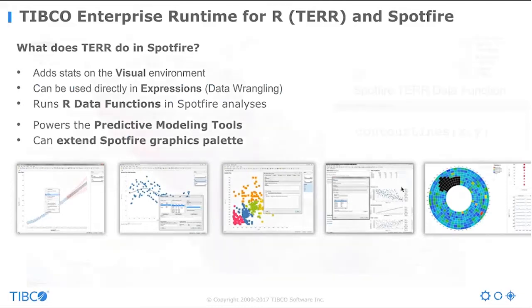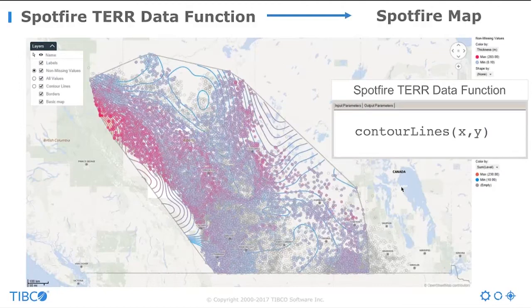palette with R code. So here's an example of a data function where I use the R function contour lines and push the results of that back onto a Spotfire map chart. The Spotfire map chart can accept a binary object coming back from a TERR data function and display that directly on the map. And then you get to point and click to style the lines, color them, change their thickness. It's all part of the Spotfire experience, but tightly integrated and supplemented with a data function.